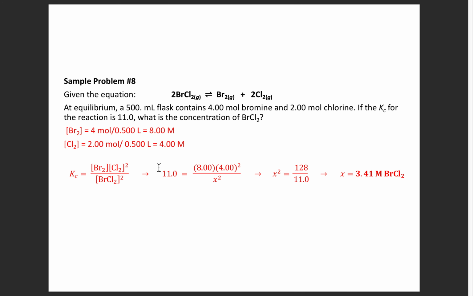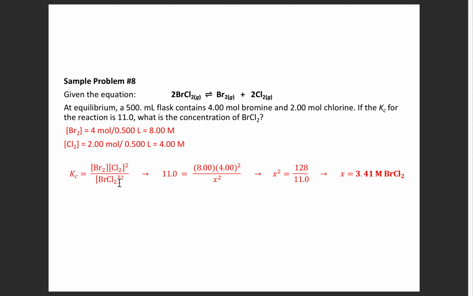So the balanced equation is already here. Let's take a look at the K expression down here. Here's our K expression, products over reactants. So here are the products over here. We have a 2 as a coefficient for the chlorine, so we need to make sure that that's squared in the equation. And then the 2 over here as a coefficient for the bromine dichloride as a reactant, we have to make sure that that's squared over here as well.